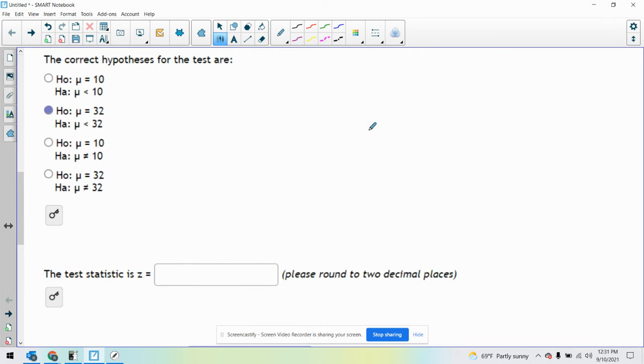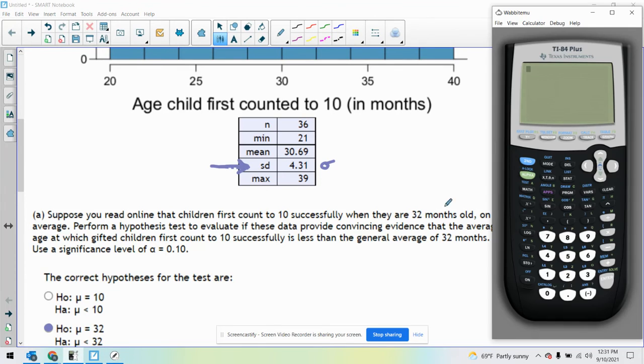So in our calculator, we're just going to use this data. And we're going to hit stat, test. We're going to do a z-test just because they have z there and not t. Enter your stats the way it is. 36, 4.31, 30.69, 36. We're trying to show it's less than mu. Calculate.